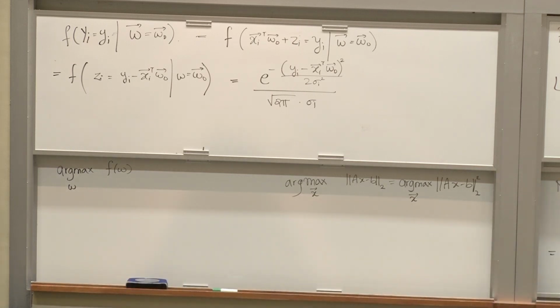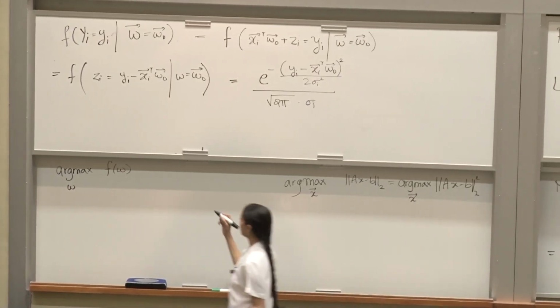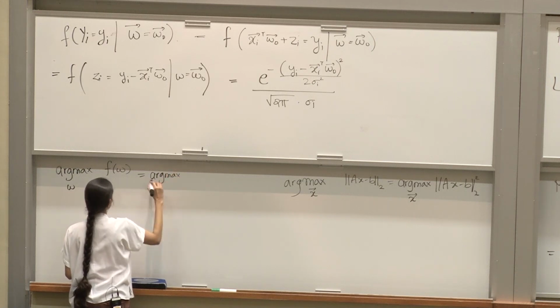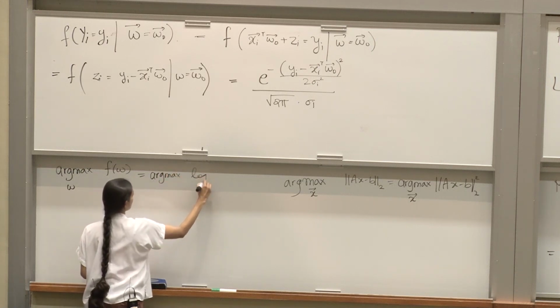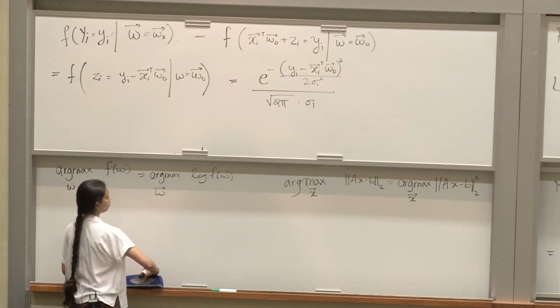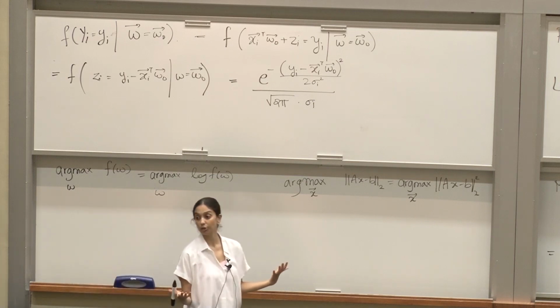Do we want to be squaring this argument to make it simpler to process? Not really. But what might be something that we would want to do? Take logs, right? So I could say that this argmax is the same as the argmax of log of f of W. And why is this true? Why can I do this? Because log is an increasing function, right?